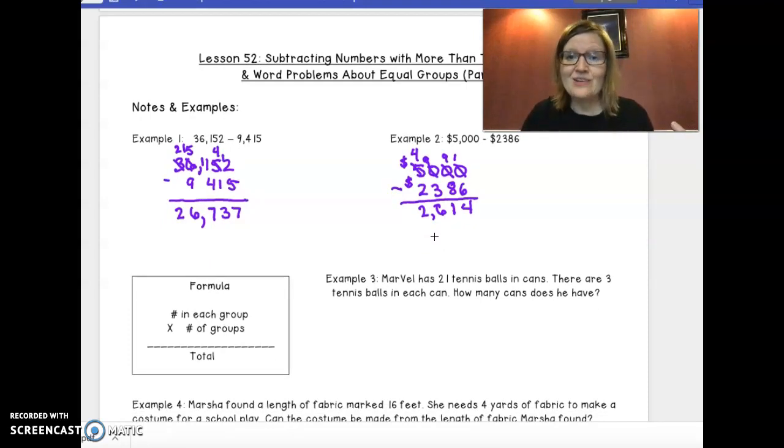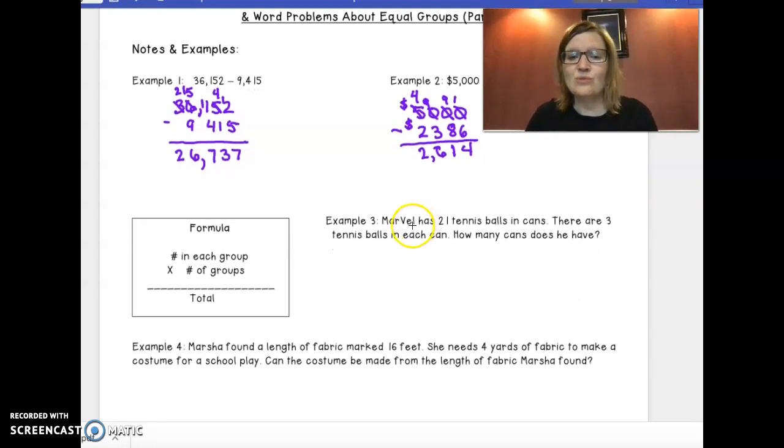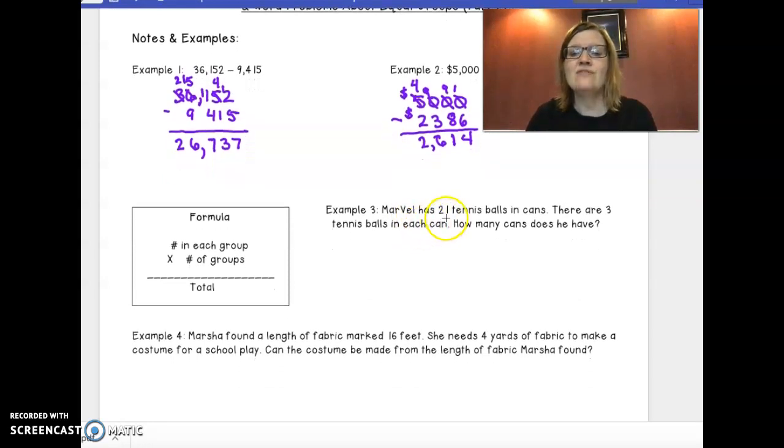Once you've got the hang of that, we're moving on to word problems about equal groups. And we've talked about this earlier. I want you to read, we're going to read this. Marvell had 21 tennis balls in cans. There are 3 tennis balls in each can. Here, I want you to consult our formula. We have the number in each group and the number of groups. So it gives us our total.